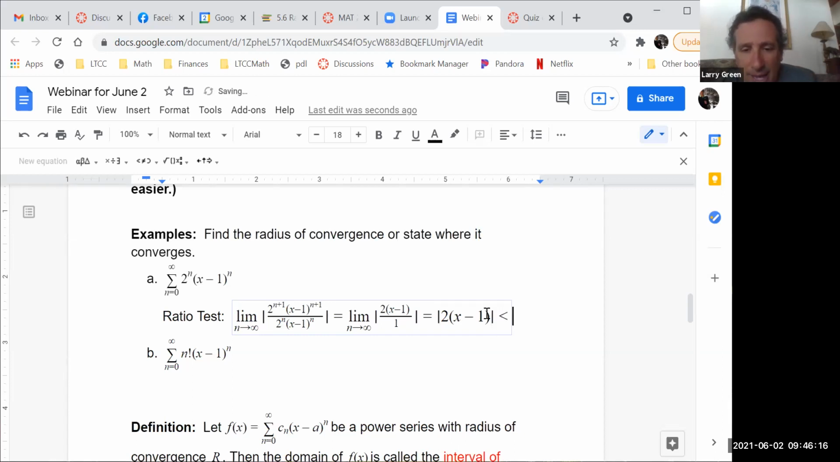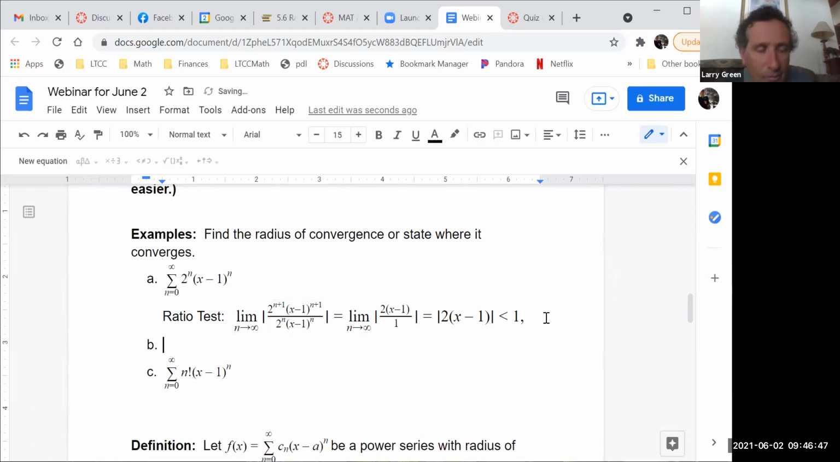And we want that to be less than what number, according to the ratio test? Yeah, I want it less than 1. So now we got a little work to do. Basic algebra. Divide by 2. So we get x minus 1. I'll write it on the next line. So the absolute value of x minus 1 is less than 1/2. Any questions so far?